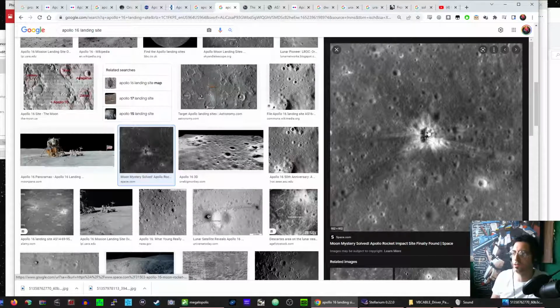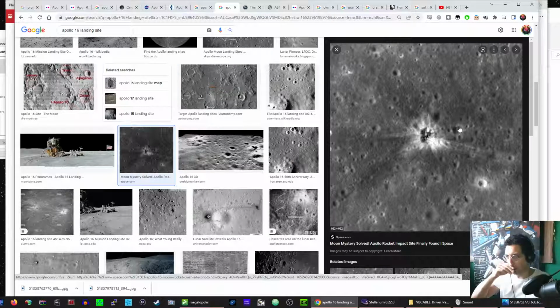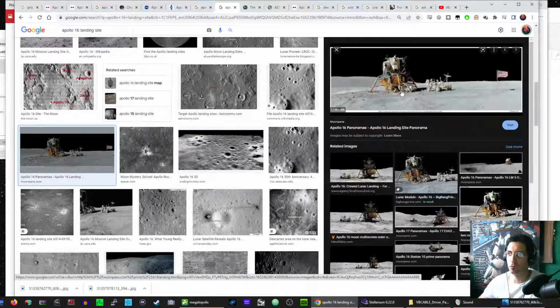But this is as good as I can get right now. You see tracks between the lunar buggy, the lunar rover. But that is the Apollo 16 landing site, and what I would like to do is show more photos like this one here.